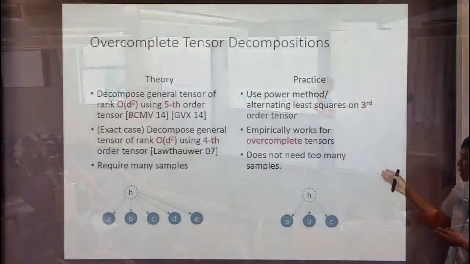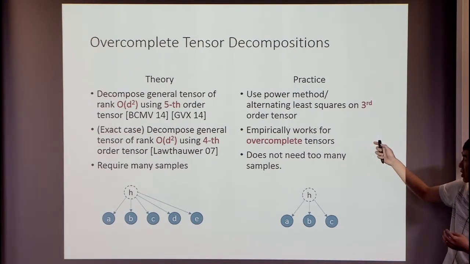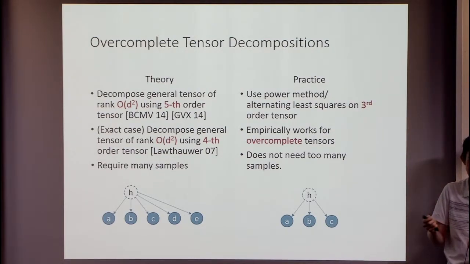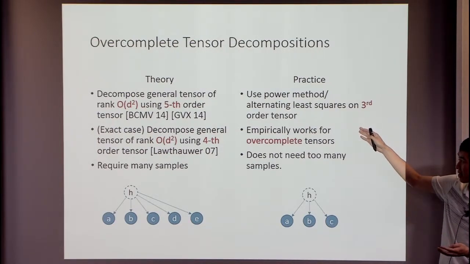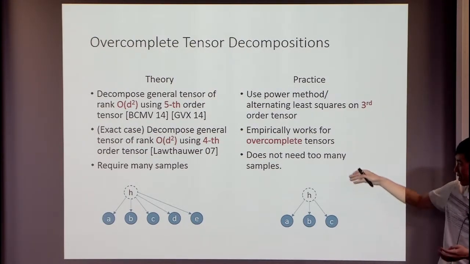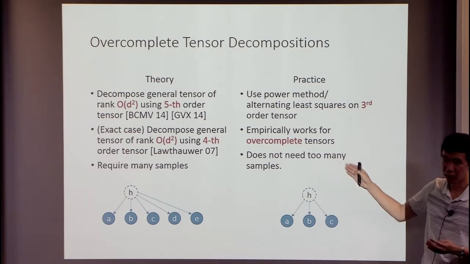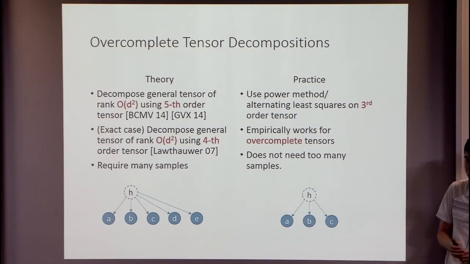Yeah, so what happens in practice? Well, in practice, people rarely use these algorithms. People often use alternating least squares, which I will explain later, or some variant of the power method. And they don't run these algorithms on higher order tensors because running them on third order tensors is already quite expensive. So we only have proof that says the power method works for the undercomplete case. But actually it works reasonably well in practice, even when we have overcomplete tensors. Well, alternating least squares works even better in that case. And also empirically, we observe that these algorithms do not need too many samples. They do not need some huge polynomial depending on the dimension or the number of components. So as you see, there's still a large gap between what's known in theory and what we observe in practice. And that is the main motivation of our work.